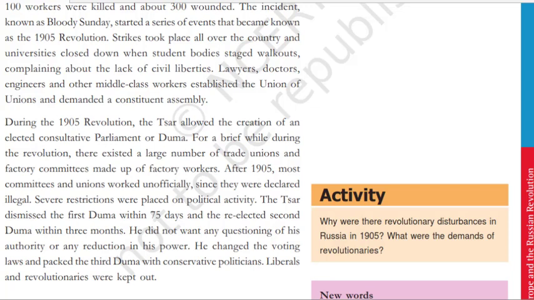Strikes took place all over the country and universities closed down when student bodies staged walkouts, complaining about the lack of civil liberties. Lawyers, doctors, engineers and other middle-class workers established the Union of Unions and demanded a constituent assembly.